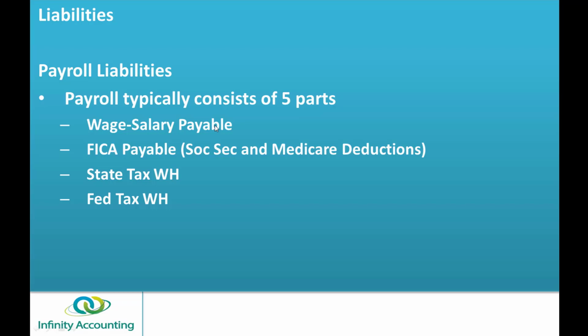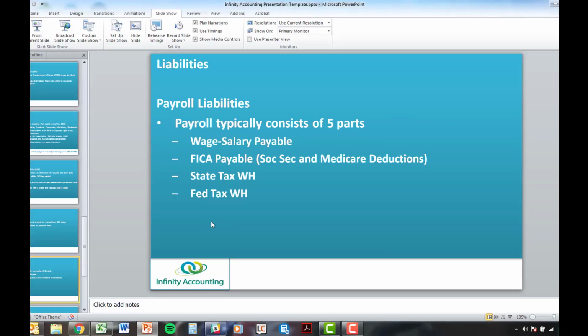There's wage and salary payable. There's FICA payable, which is Social Security and Medicare deductions. There's state tax withholdings, and then there's federal tax withholdings. There are more withholdings, such as insurance benefits and any 401k that's invested. But I'm just doing a simplified version of it.